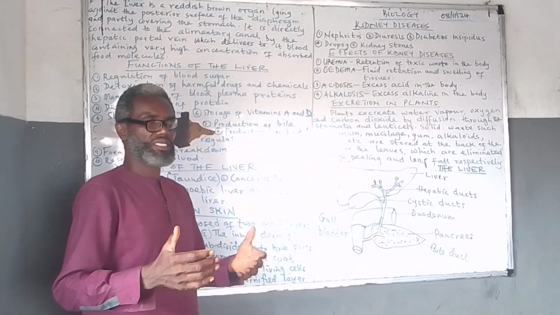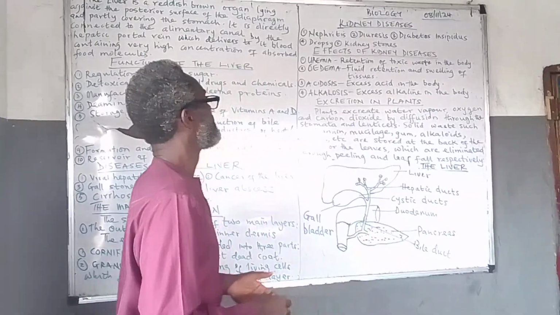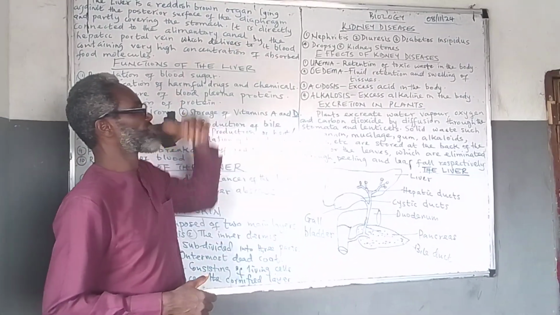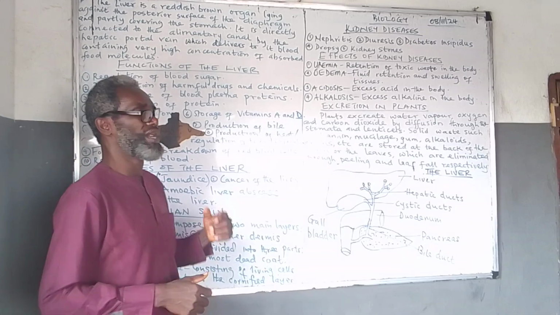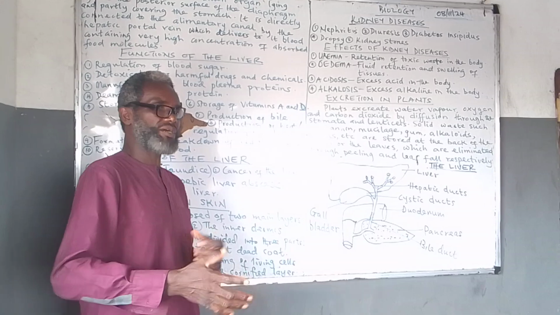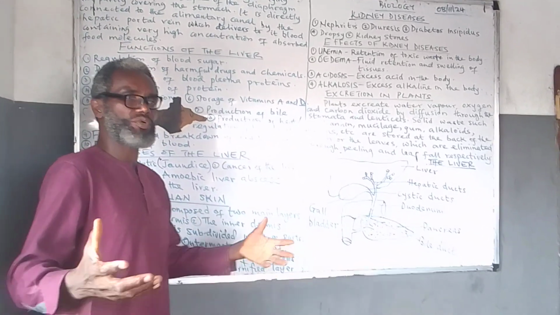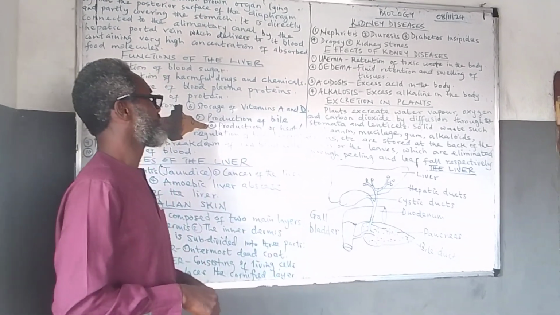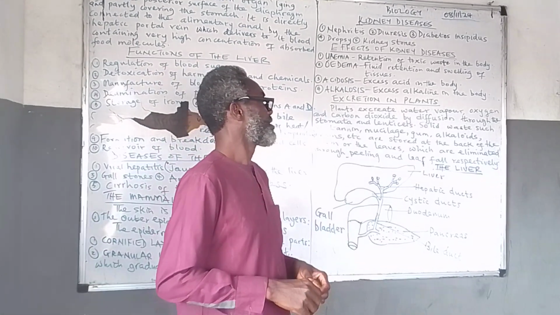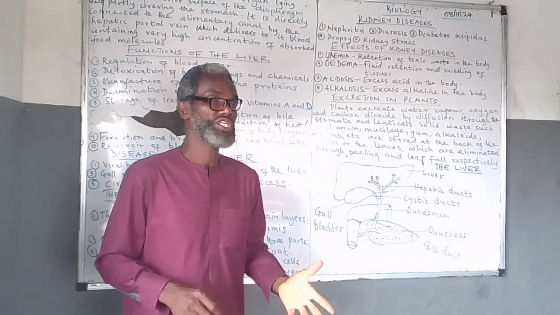When we say effects, what is the negative effect on man? We have the uremia. Uremia is the retention of toxic waste in the body. You see people who cannot pass out urine. It's a problem. So the toxic waste is retained in the body. So it's called uremia. Then edema, fluid retention and swelling of tissues.